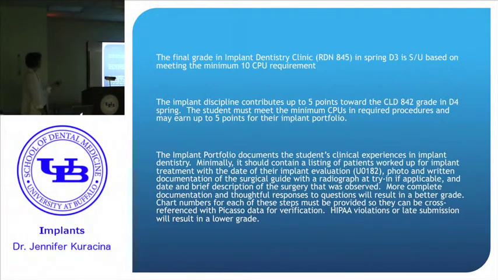I mentioned the RDN 845 in D3 year. I mentioned the portfolio contributing up to 5 points toward their spring semester CLD course.